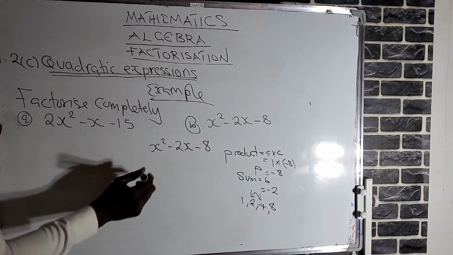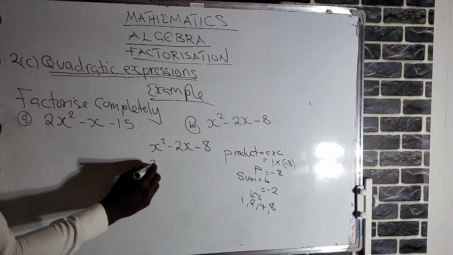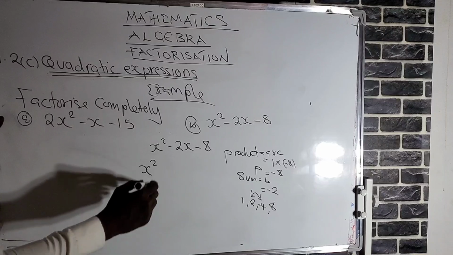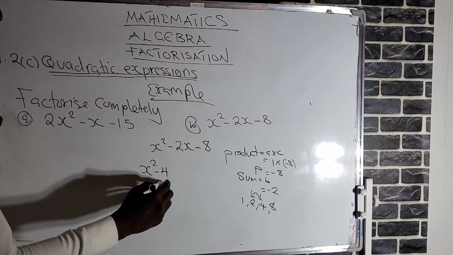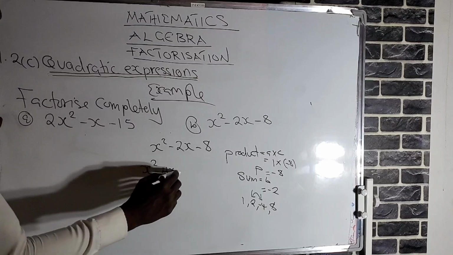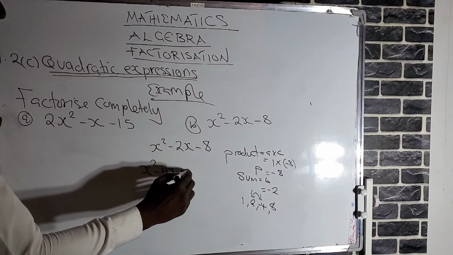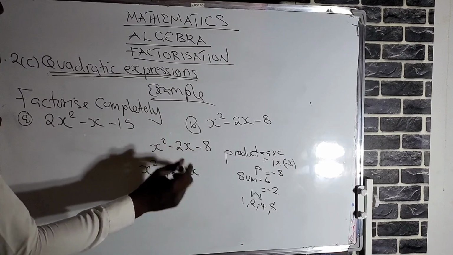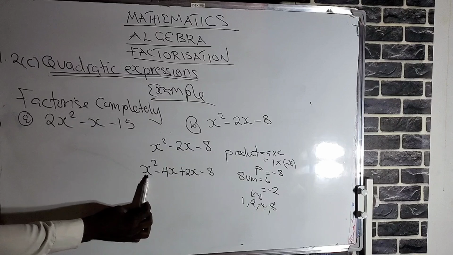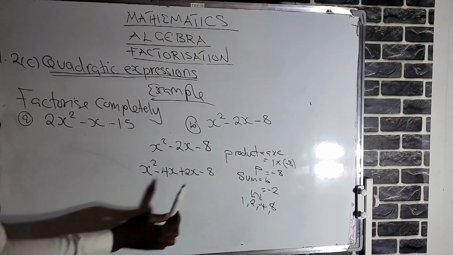So we're going to write x squared. Let me start with negative. You can start with positive, but I like to start with negative: negative 4x plus 2x, then this one, negative 8. There is something common here, even here, right? Good.